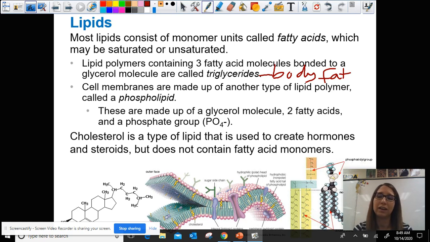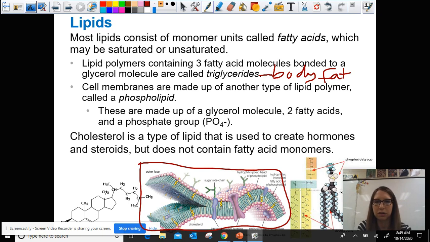So in addition to storing energy in the form of triglycerides, we also know that cell membranes are made up of another really important type of lipid called a phospholipid. And we're going to talk about these a whole lot more when we get into cells in chapter 8 in a few weeks. But phospholipids in cell membranes look like this, which you see down here. They're super complicated structures. The phospholipids are like the little pink spheres here that you see.